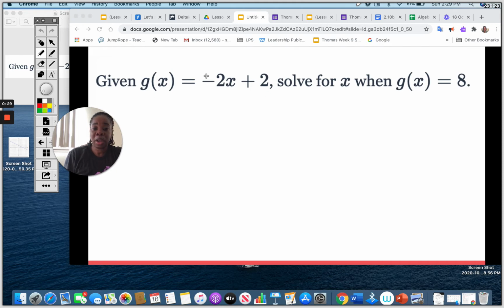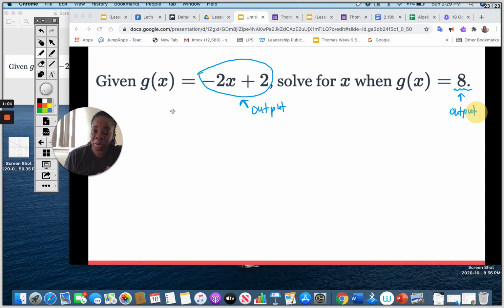Well, we know whatever our function is equal to is our output. So we know that our negative 2x plus 2 is our output. Based on what we're told, we also know that our output is equal to 8. Now, because we are solving equations, we can use the rule of equality to make things equal.